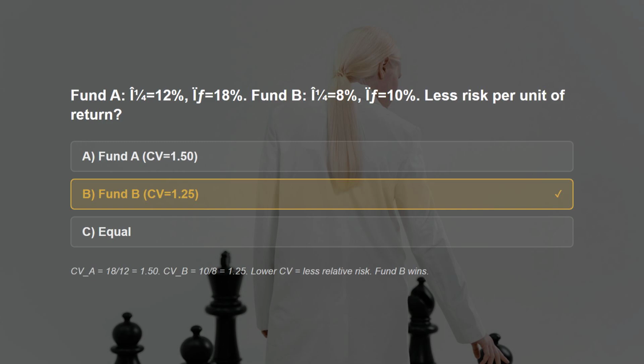If you chose A, you compared standard deviations directly. Fund A has higher absolute risk but also much higher return. CV adjusts for this. This is a classic exam trap. Many candidates see the higher standard deviation and immediately choose A as riskier. But CV tells the real story.